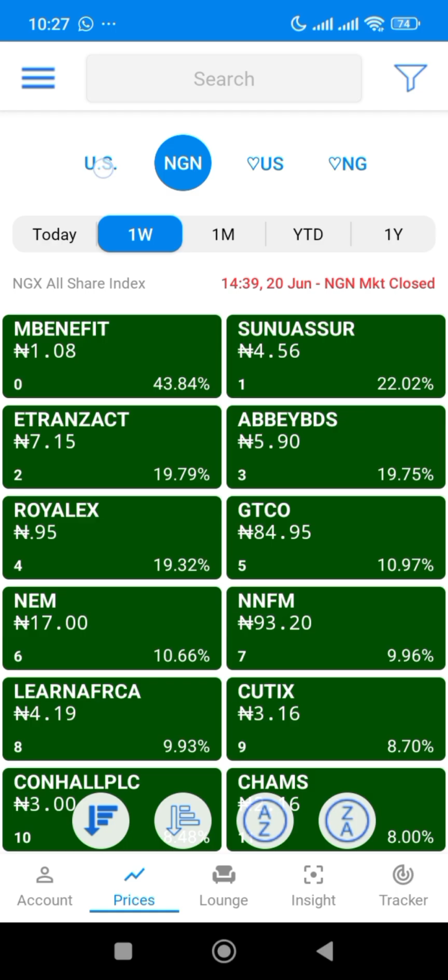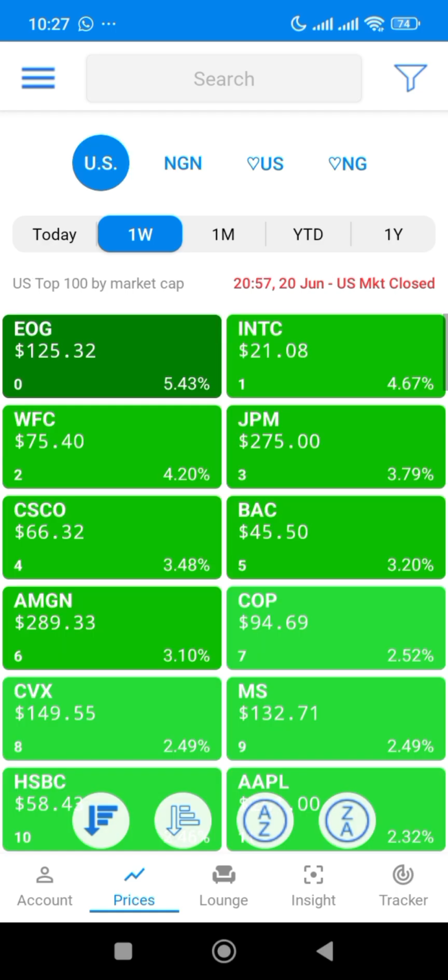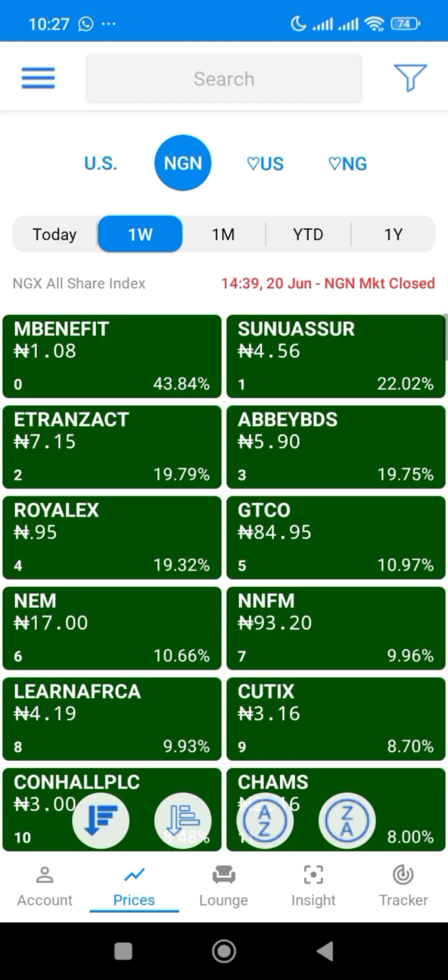Okay, and also the US market has its own time. So all markets have their time. Once it gets to that time, it closes. For now, I've forgotten when the US market opens and closes, but I know that the Nigerian market starts in the morning and closes by 2 in the afternoon. As we keep going, I will keep telling you more.